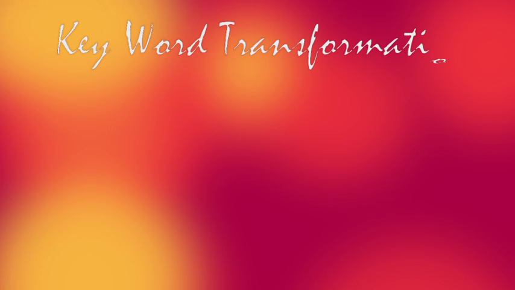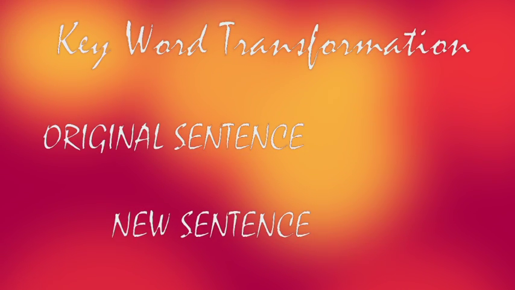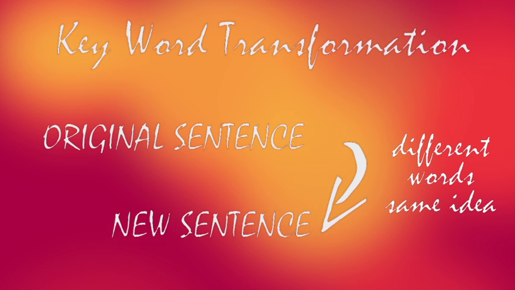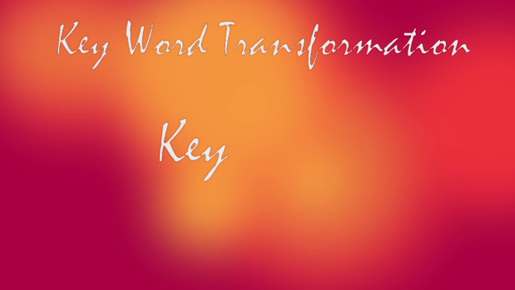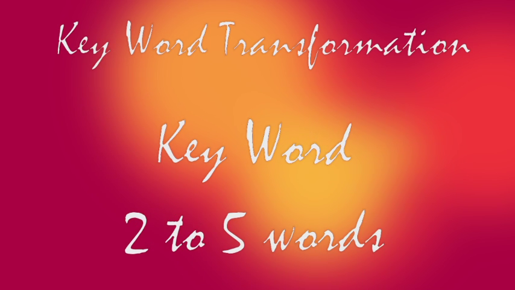Now let's talk about part 4. It's called keyword transformation. You have one sentence and you have to rewrite it so that it has a different sentence but with the same idea. You also have a keyword that is supposed to appear in your answer. You are supposed to complete the sentence with from 2 to 5 words.